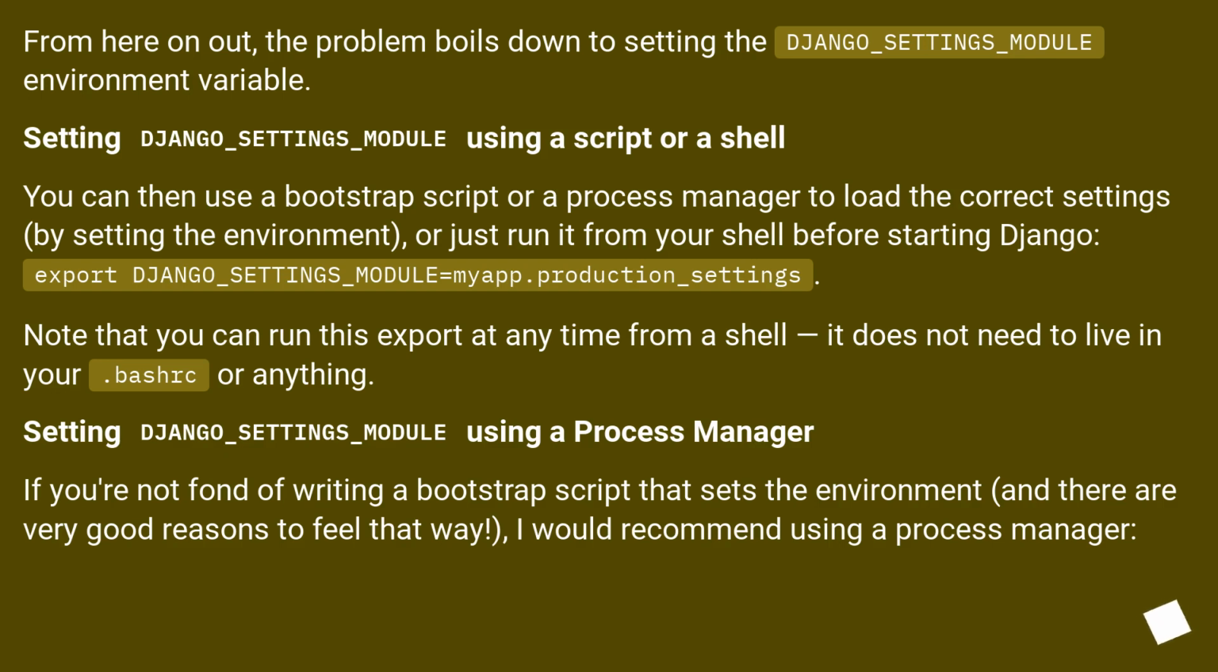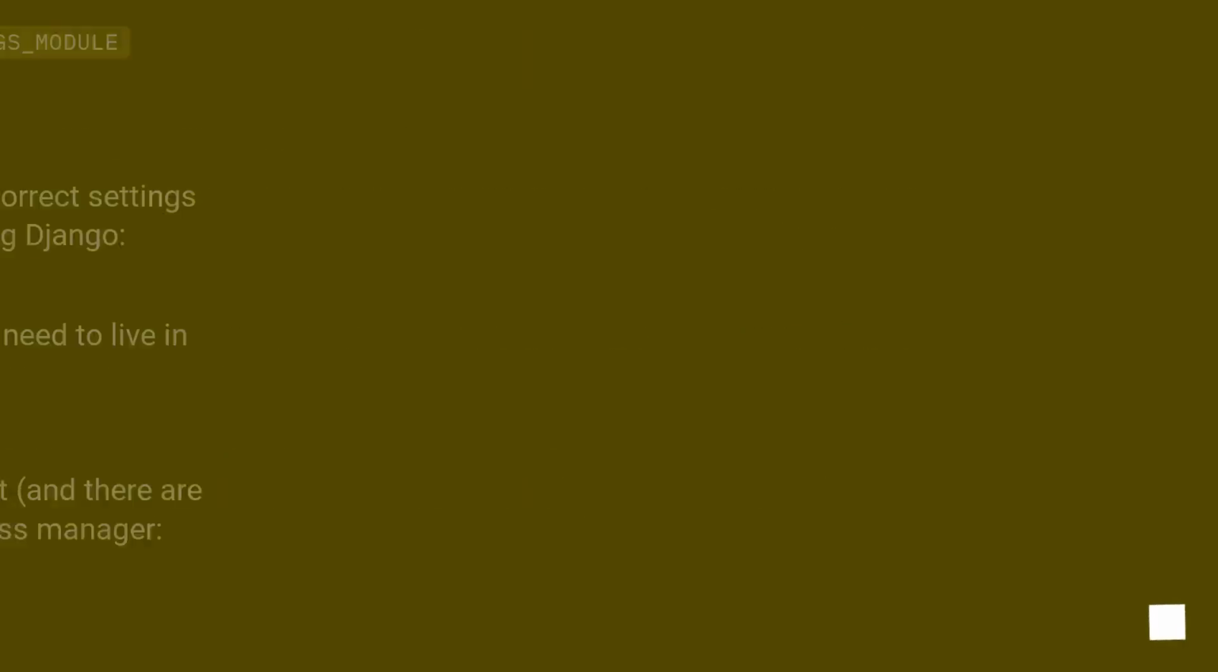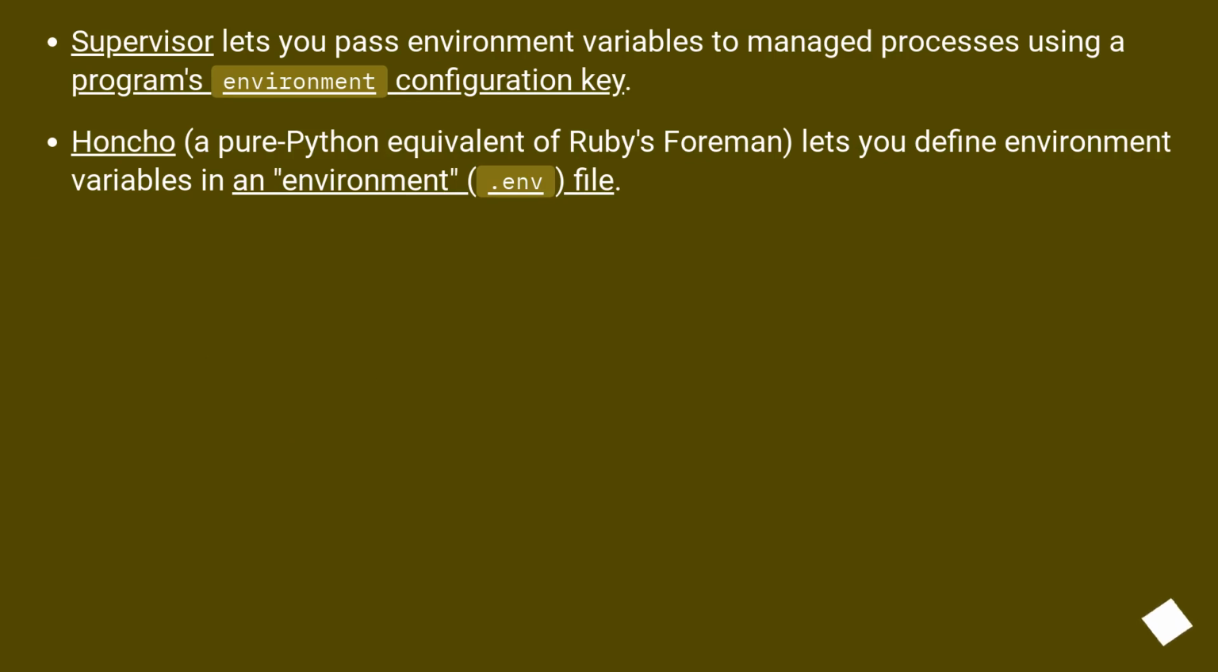Setting DJANGO_SETTINGS_MODULE using a process manager. If you're not fond of writing a bootstrap script that sets the environment, and there are very good reasons to feel that way, I would recommend using a process manager. Supervisor lets you pass environment variables to managed processes using a program's environment configuration key. Honcho, a pure Python equivalent of Ruby's foreman, lets you define environment variables in an environment .env file.